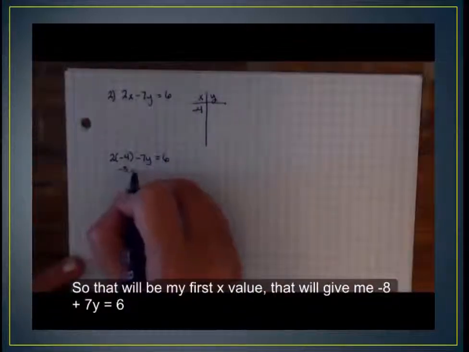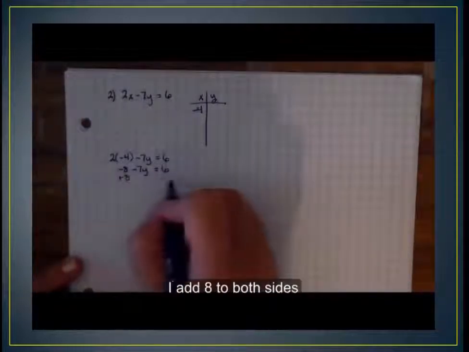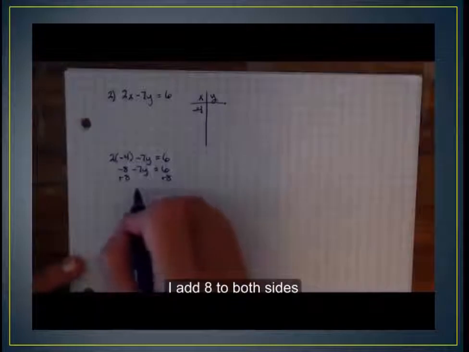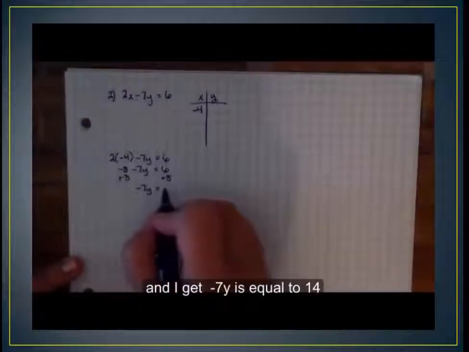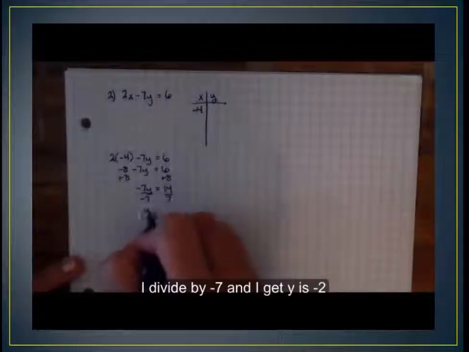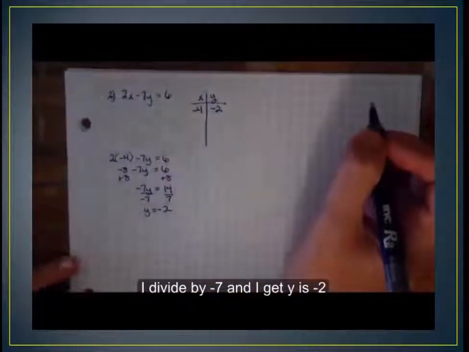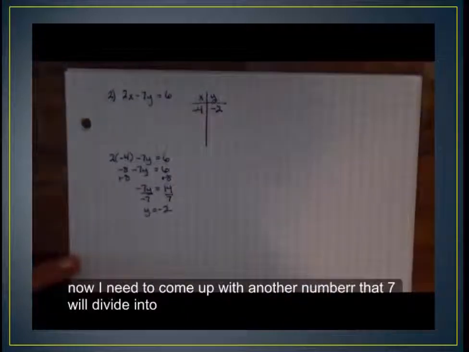That will give me negative 8 minus 7y is equal to 6. I add 8 to both sides, and I get negative 7y is equal to 14. I divide by negative 7, and I get y is negative 2. Now I need to come up with another number that that 7 will divide into.